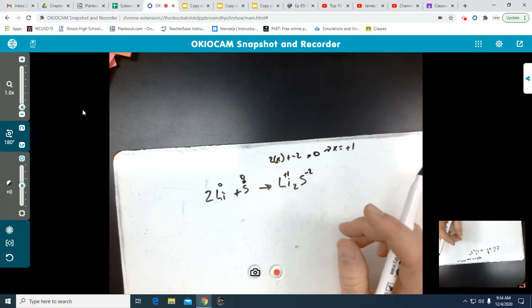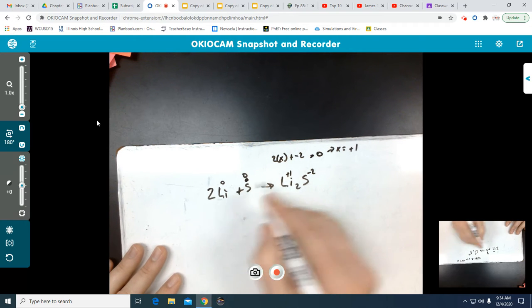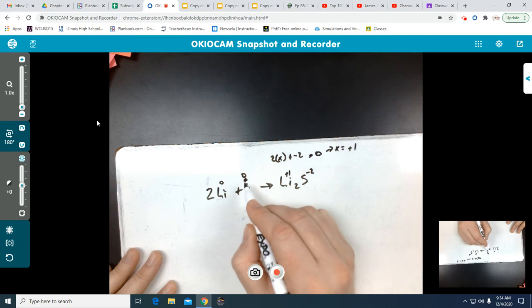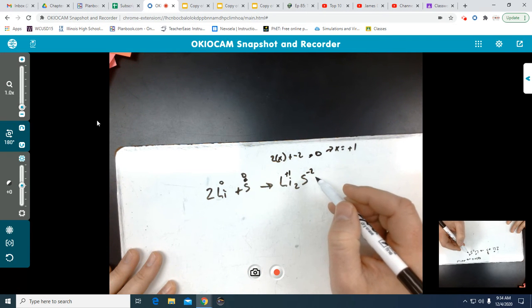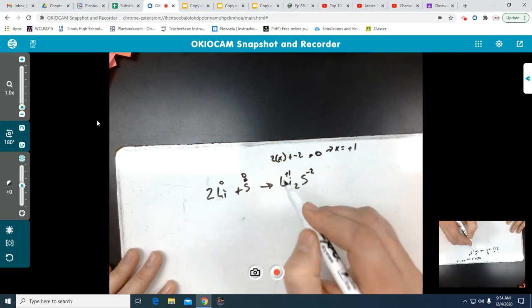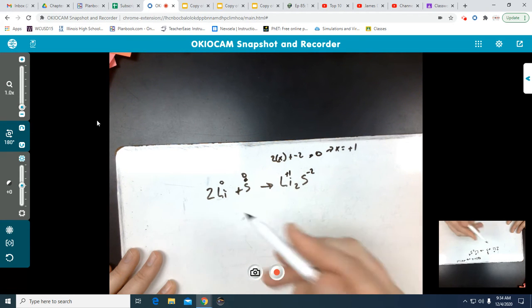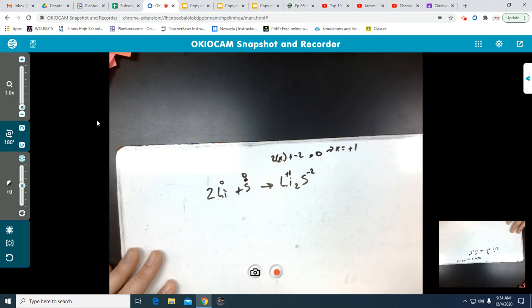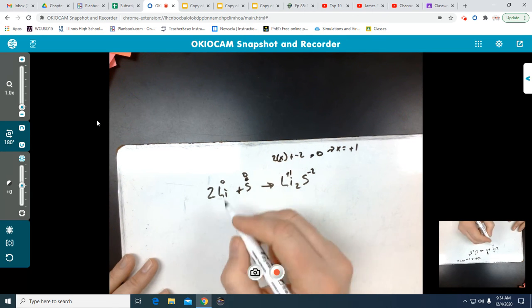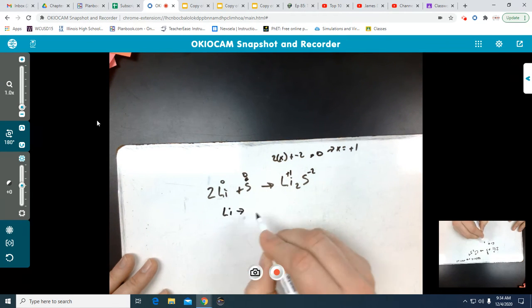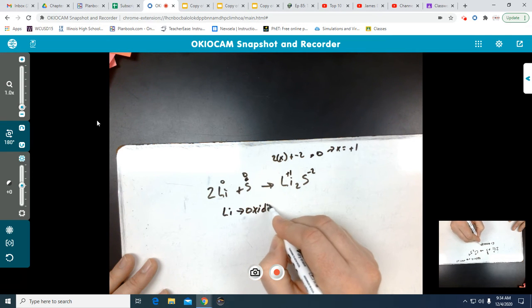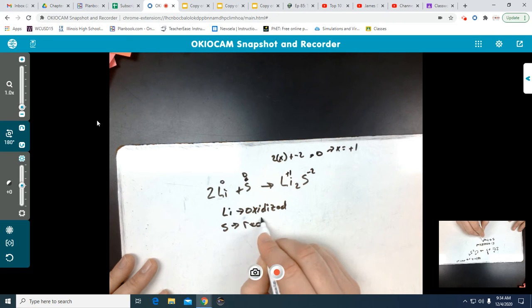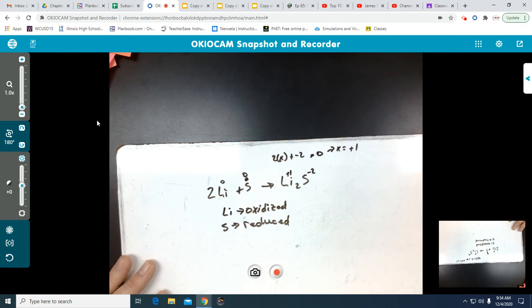Again, this is number 2 on your homework. Lithium went from a 0 to a +1, so it became more positive, and sulfur went from a 0 to a -2, meaning it became more negative. In order for lithium to become more positive, it has to lose electrons. And using our old saying, OIL RIG: oxidation is loss of electrons, reduction is gain of electrons. That means lithium is oxidized and sulfur is reduced.